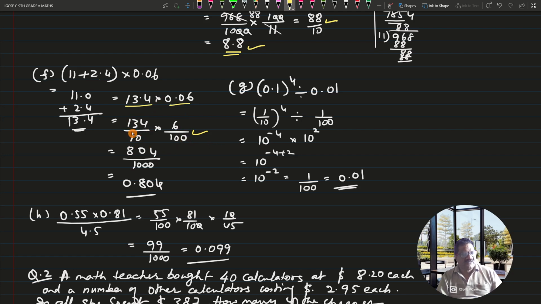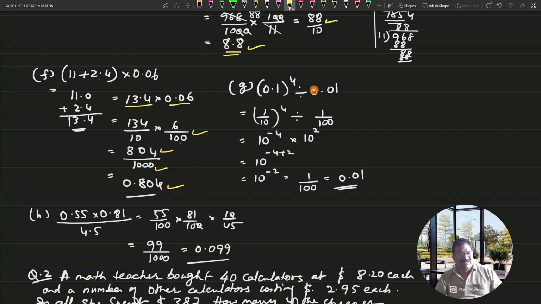Now, this is multiplication of two fractions. Whenever you have to multiply two fractions, you have to multiply the numerators separately and the denominators separately. So 134 multiplied by 6, you will get 804. That is divided by 100 into 10, which is 1000. So you get 1000 in the denominator, and your answer in fraction form is 804 upon 1000. In decimal form, it will be 0.804. So this is your final answer.